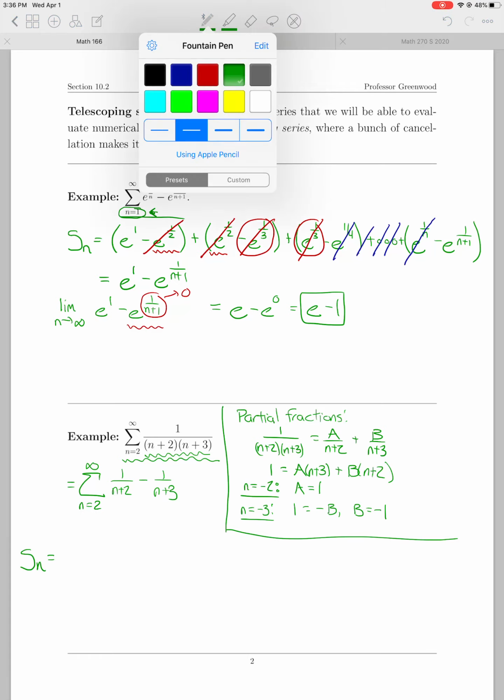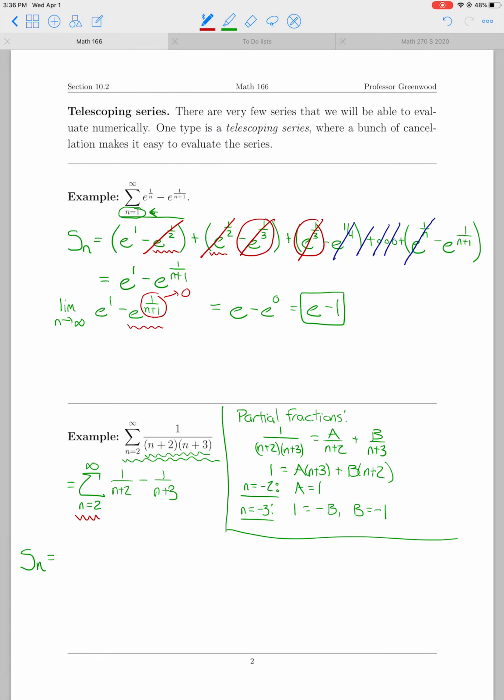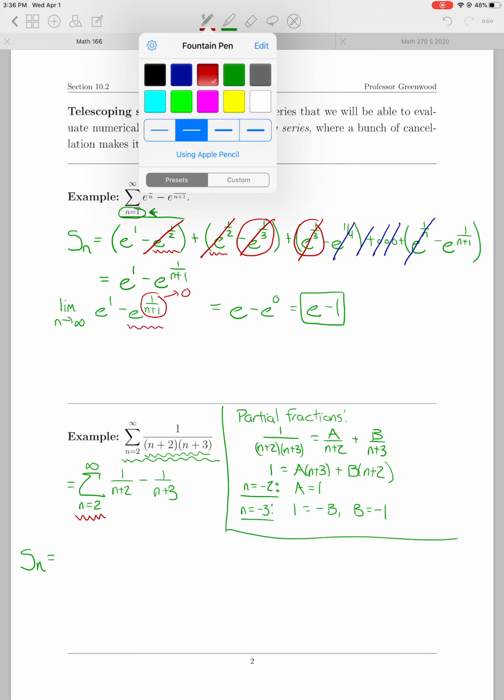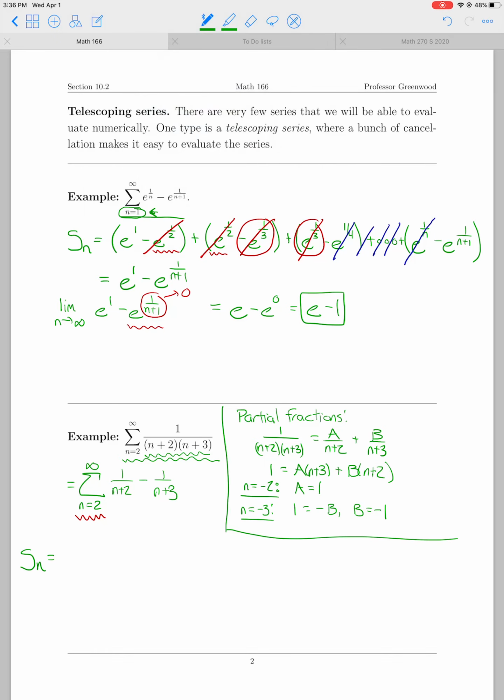I do have to be a little careful here because this series starts at n equals 2. And so that means that the first value I want to plug in is a 2 into here, which would give me a 1/4 minus a 1/5. Then the next term would end up being a 1/5 minus a 1/6. And then the next term would be a 1/6 minus 1/7. And then I'm going to keep on going until I have n terms total here.